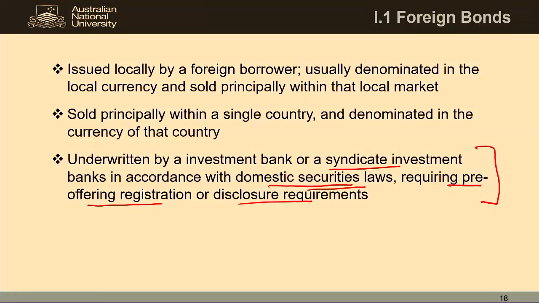So this is going to be a big distinguishing feature between foreign bonds and the Eurobonds that we're going to talk about. This idea of pre-registration and tighter regulations, right? As by now, regulations mean higher costs. So if we're talking about regulations, then we are expecting higher costs, right?